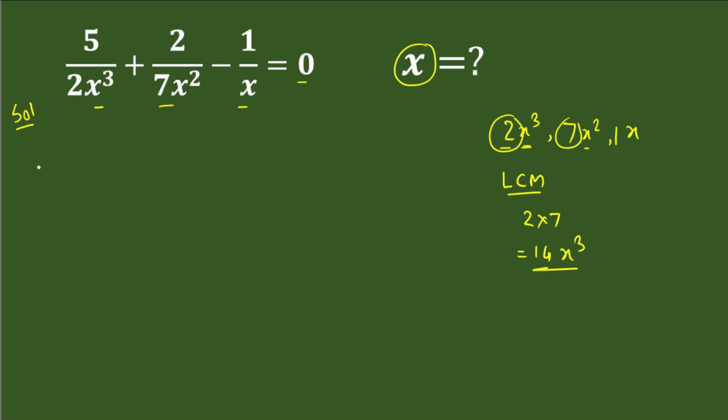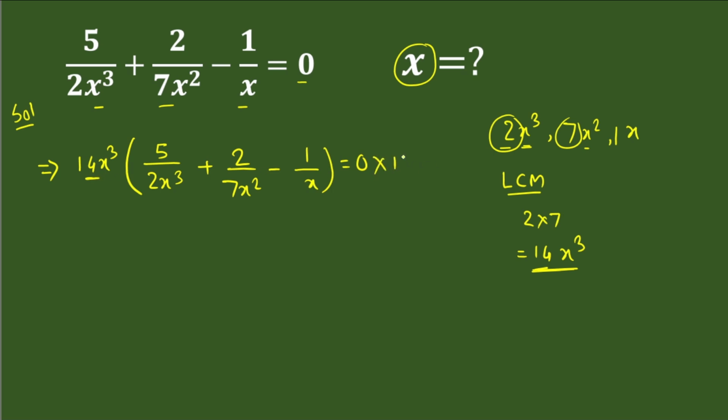In the next step, we'll multiply the LCM with both sides, the left hand side and the right hand side. So it is 14x cube, and we'll multiply with the left hand side: 5 divided by 2x cube plus 2 divided by 7x square minus 1 divided by x. In the right hand side it is 0, and we'll multiply by 14x cube. Here we have multiplied both sides by 14x cube, so the value of x should not be equal to 0.